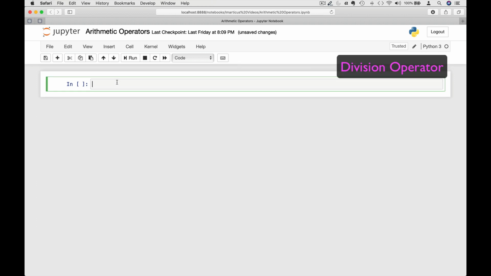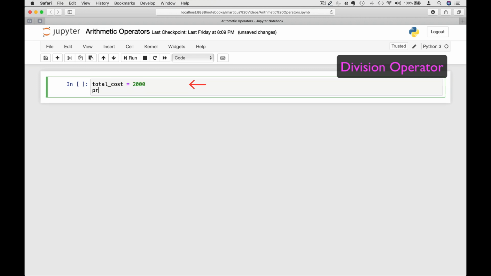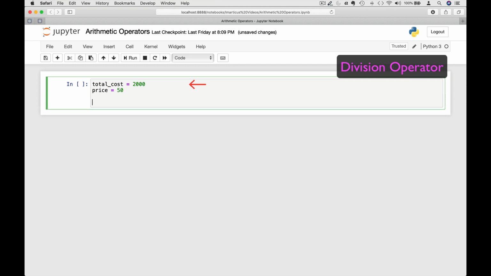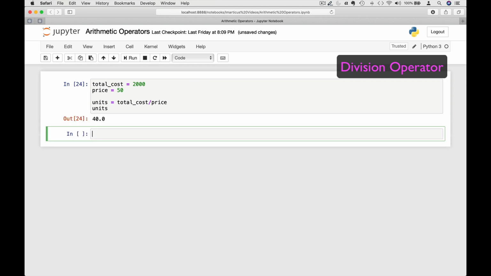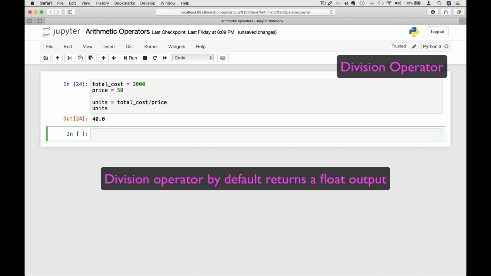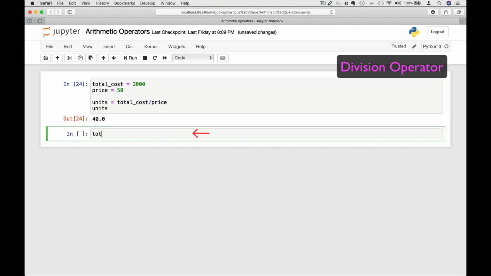Let us take a look at the division operator. If I say I have a variable, say total cost is equal to 2000, price of the product is 50, we see that the number of units that can be purchased is equal to total cost divided by price, and we see that the units is 40. Now please note here, in case of division, even if your values or the variables are integers, you still get float as an output. Let us take an example of float variables.